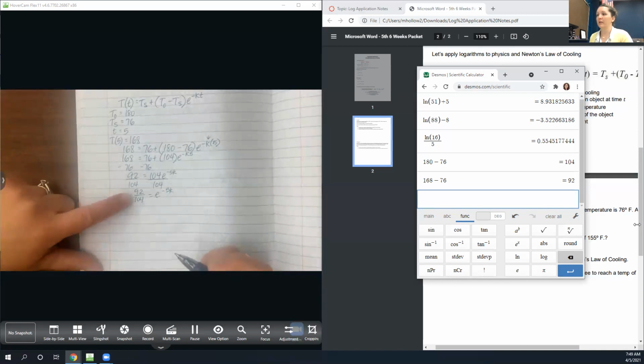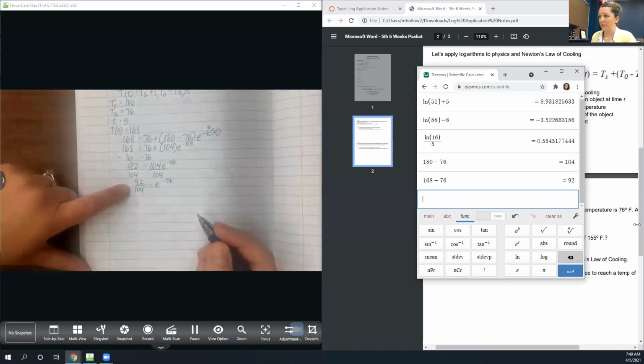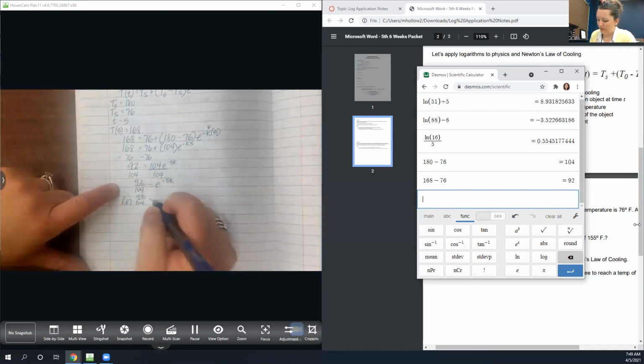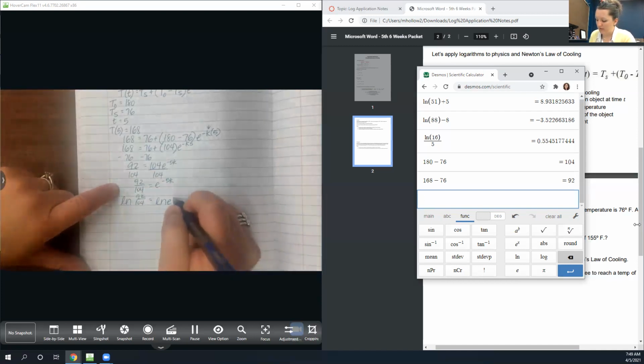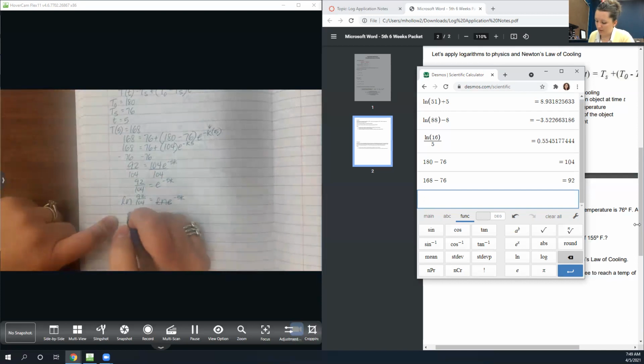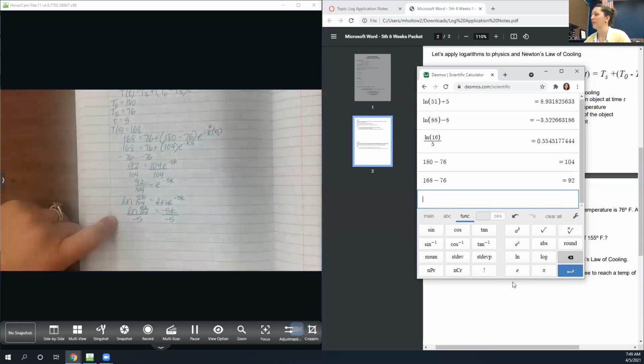It's probably looking a little bit like the equations that we used at the beginning of the notes. So now we're going to do that ln. So we're going to take ln of 92 over 104 equals ln of e to the negative 5k. And remember, when you take the natural log of e, it cancels here. So we have ln of 92 divided by 104 equals negative 5k. And to solve for k, we're going to divide by that negative 5. So let's see what we get here.